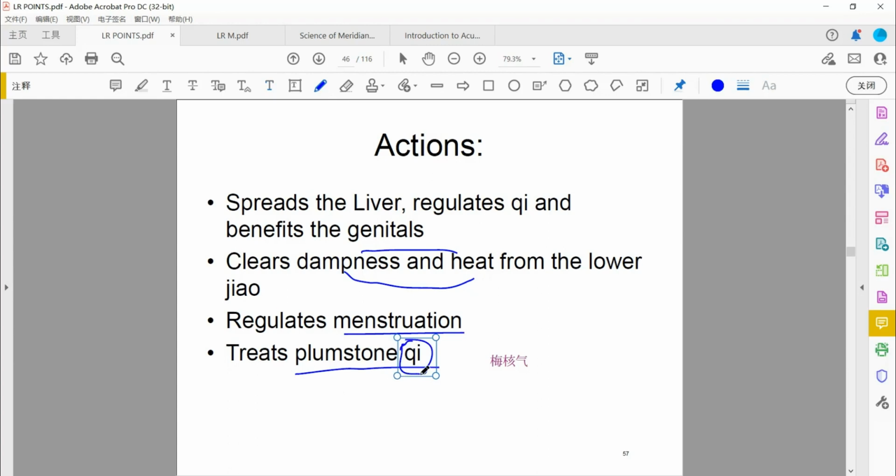This one usually is because of liver qi stagnation combined with phlegm. The phlegm here is not the phlegm we can spit out. That's invisible, formless phlegm. And the qi and the phlegm are tangled, mixed, and the patient will have some weird sensation like plum stone qi.